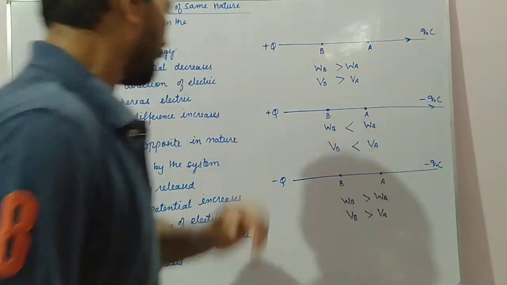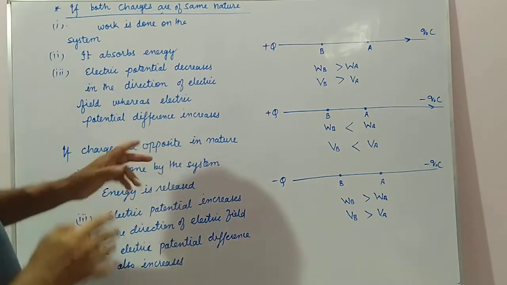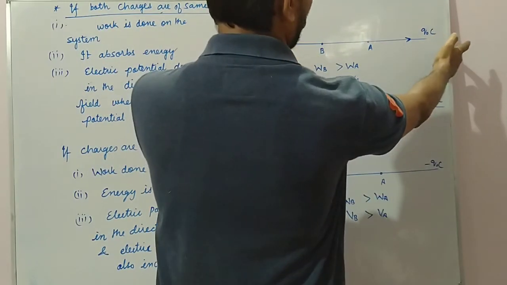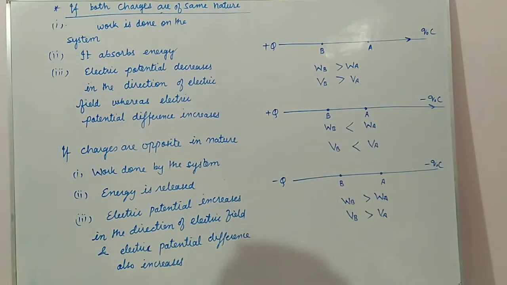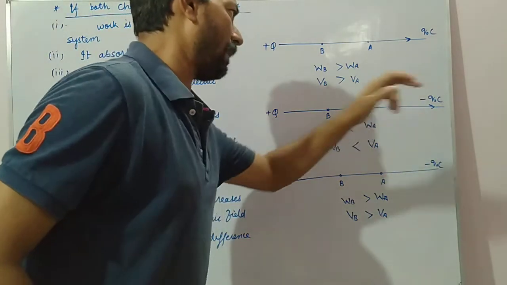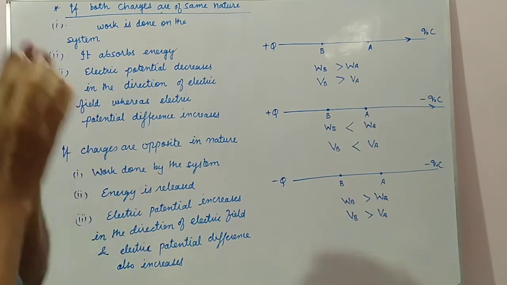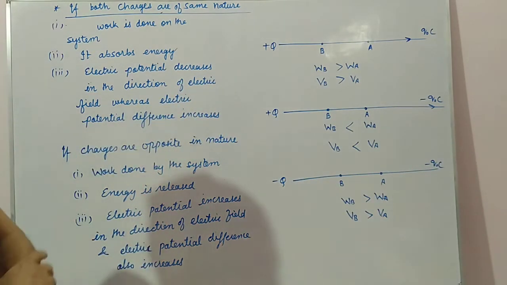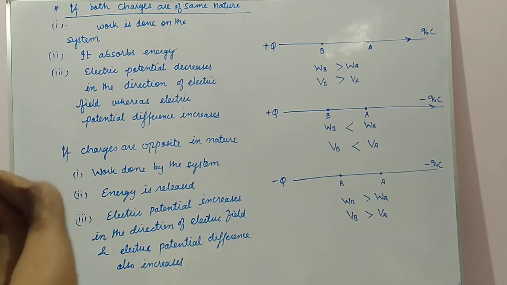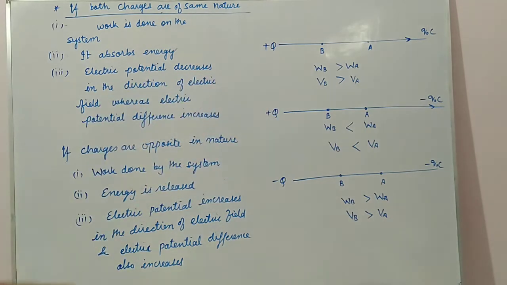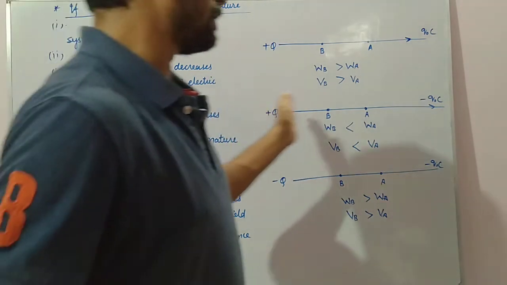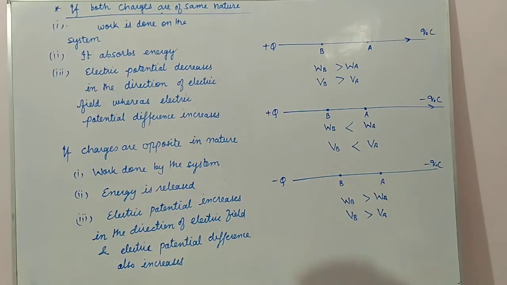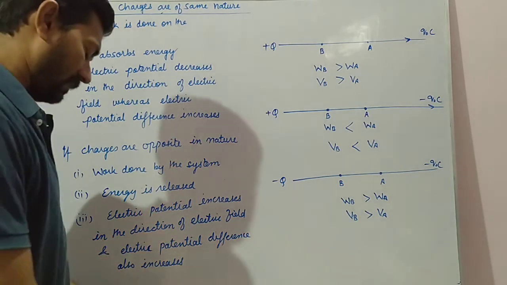Here also same case. If it is opposite, and the potential difference, you see, as the distance gap will increase, the potential difference will increase. In this case, if it is plus, second one is minus. So we don't have to do any work. The charge will be attracted, so the work is done by the system. Energy is released, electric potential decreases as it comes closer, and when it moves away in the direction of electric field, the electric potential increases. So these are basic concepts, whatever is required.